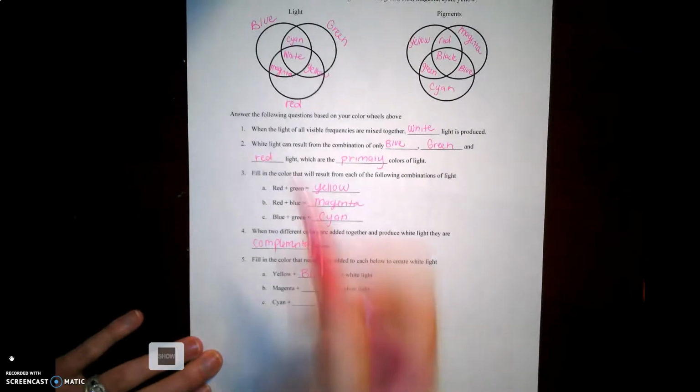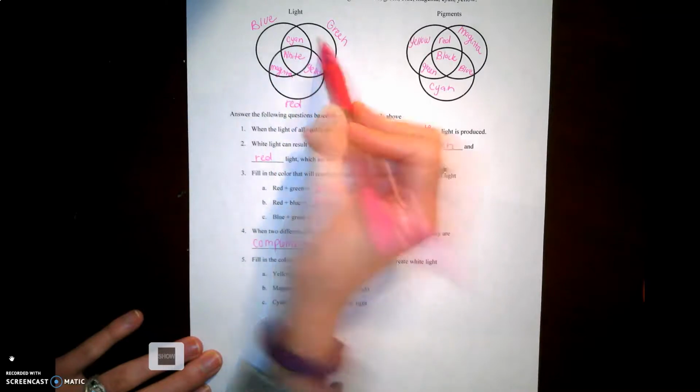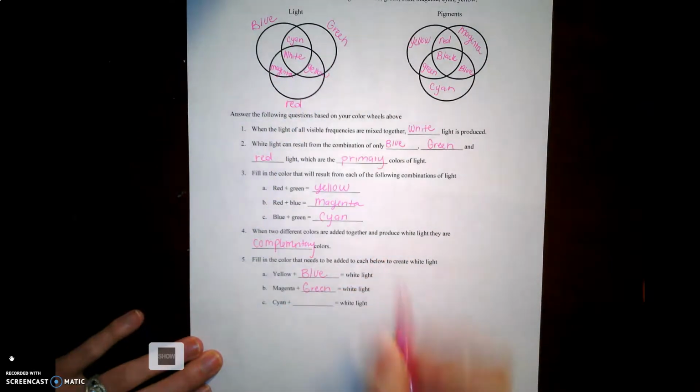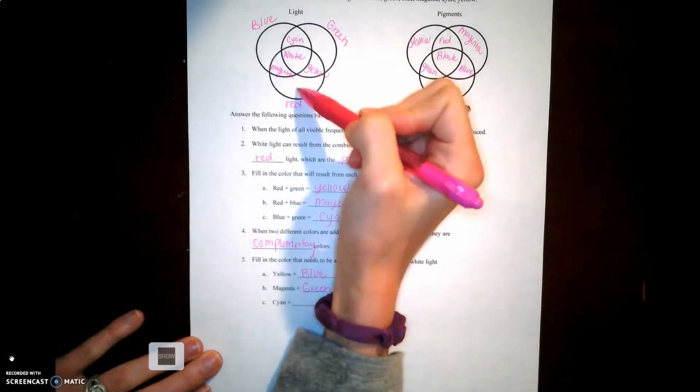Looking at magenta, magenta is made up of blue and red. So we would need green to make white light. And then cyan, cyan is made of blue and green. So our third primary would be red.